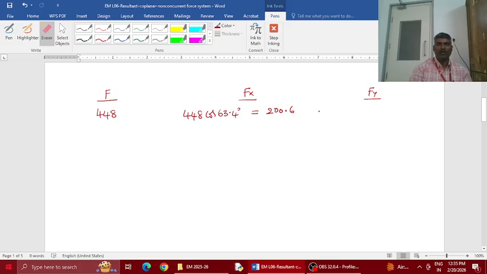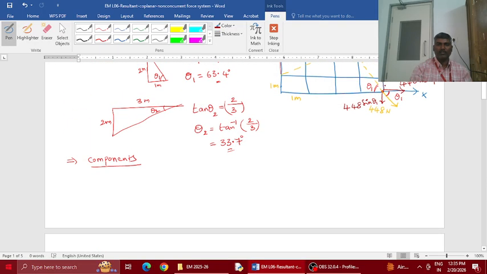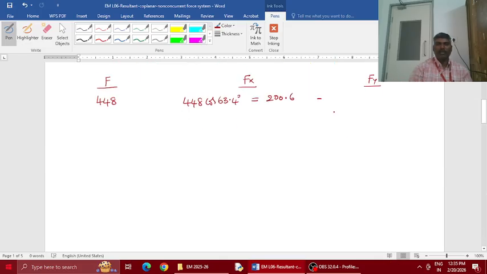If you go for the y component, it is negative. If you see the 448 force, the y component is downwards. This force is downwards, so I am writing a negative sign here: minus 448 sin 63.4 degrees, which comes to 400.6 Newtons.